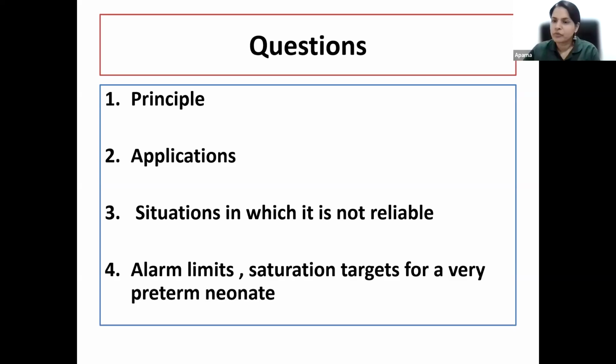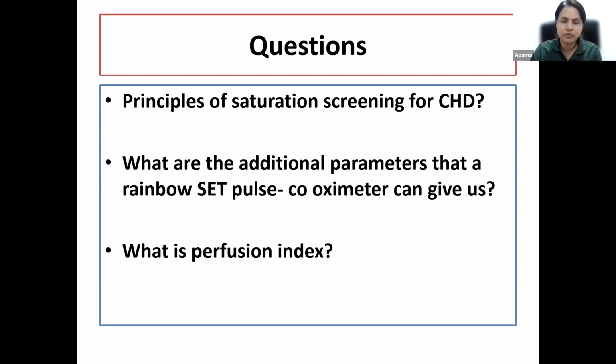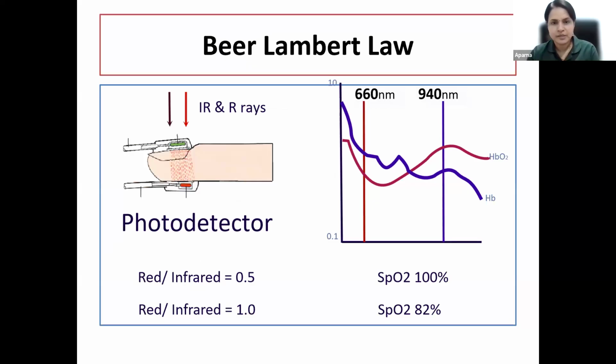So what's the principle of use of the pulse oximeter? We'll discuss the different applications, situations in which the pulse oximeter is not reliable, and we should be discussing about the alarm limits and saturation targets for a very preterm baby. We'll also be discussing the principles of saturation screening for congenital heart disease. Now, this is a very important area that we are recently looking into. What is the pulse oximetry based screening test for congenital critical heart disease? And what are the additional pulse oximetry parameters that a rainbow set pulse co-oximeter can use? Finally, we'll discuss about the perfusion index.